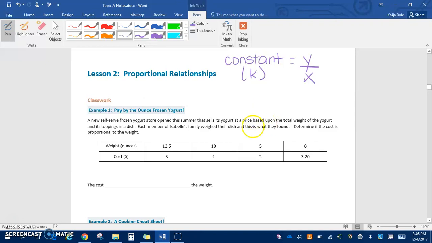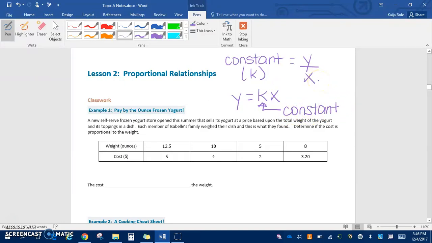And then the other thing is the equation for a proportional relationship is y equals kx. We're going to be using both of these things. Just write yourself a little note again that k is the constant.